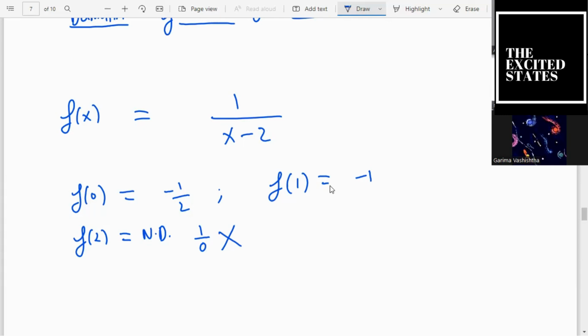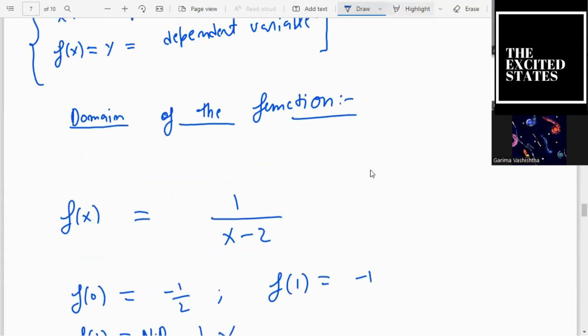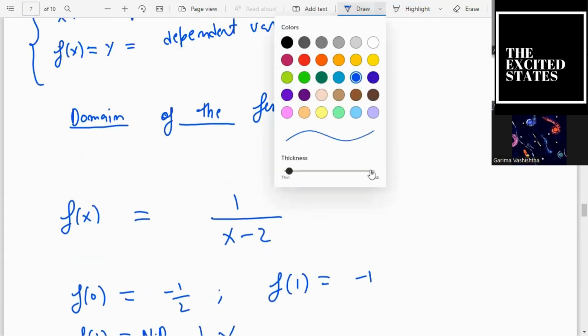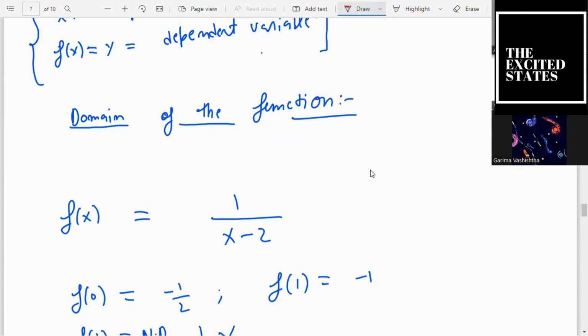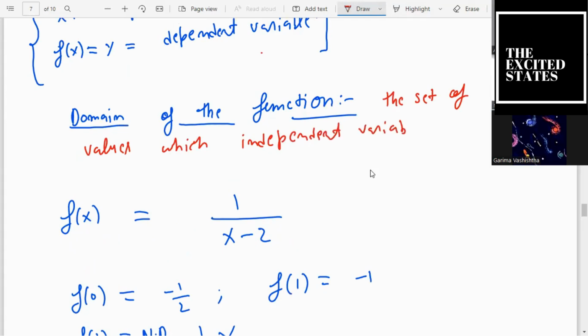So what is the meaning of domain? Domain means the set of values which the independent variable can take.